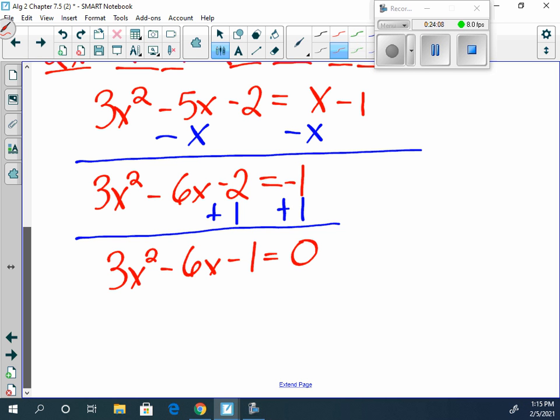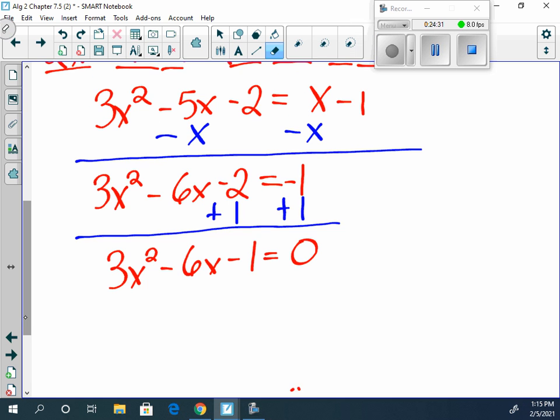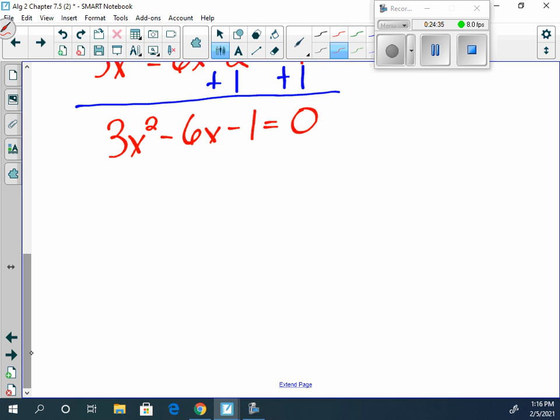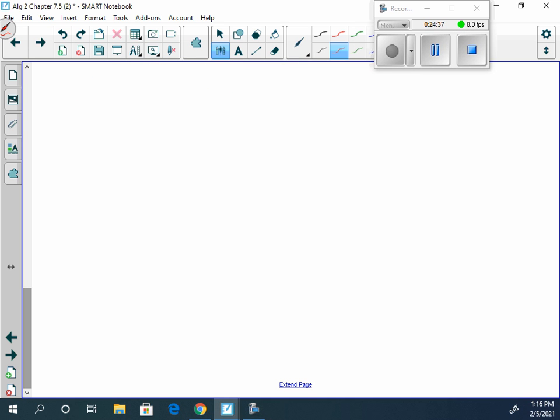Now we need to solve for the values of x that are going to make this thing equal 0. Can we factor this thing? Probably not, because there's no way we can use 3 and 1 and get 6. This is not factorable. It does not mean that there's not a solution to it. It just means that we cannot factor it to find its solutions.